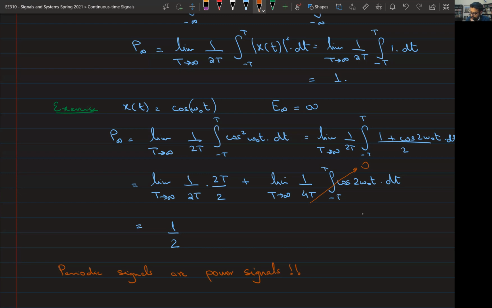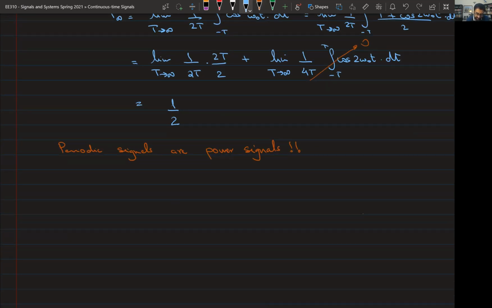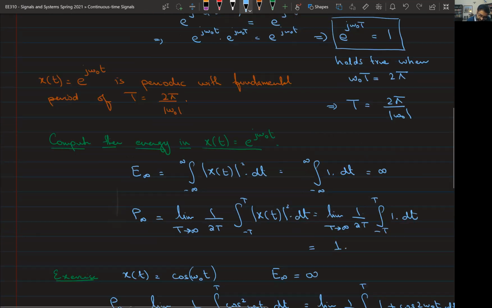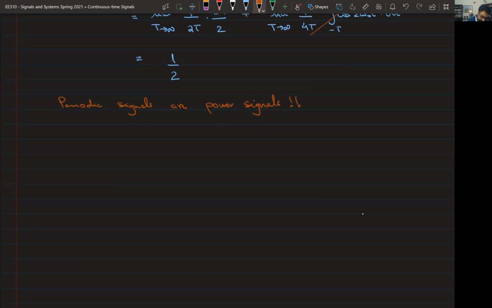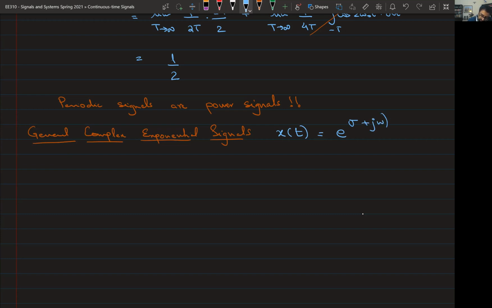Okay. I just want to quickly talk about and give you a demo as well of general complex exponential signals. We're not going to be using this too much. In circuits we use this more. But here, this is the form that they take. The form that they take is x of t equals e raised to power sigma plus j omega times t. So there's a real part to the exponential, not just a complex part. So therefore, this is e raised to power sigma t times e raised to power j omega t.